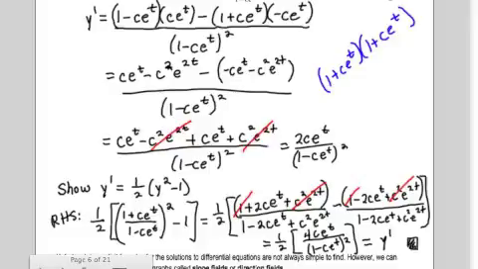Algebra, yay. I like algebra. Where did the second what? This? It was 1. So if you're subtracting out 1, I just got a common denominator, so it was this denominator over itself.